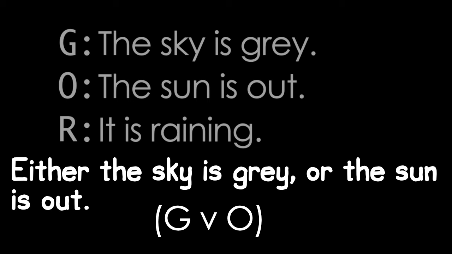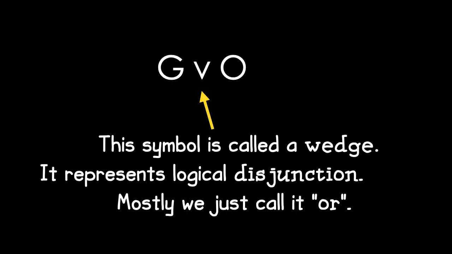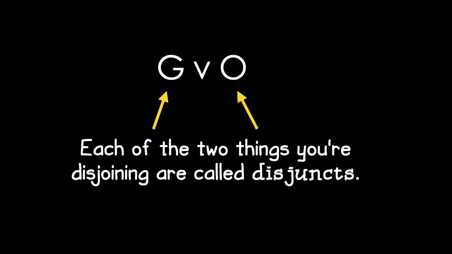Now consider this sentence. Either the sky is gray or the sun is out. For this, we'll introduce another new symbol and translate it as G or O. The symbol, it looks kind of like a V, is called a wedge. It represents logical disjunction. Mostly we'll just call it OR. Because it's disjunction, each of the two things we're disjoining are called disjuncts. So in this example, G is the left-hand disjunct, and O is the right-hand disjunct.